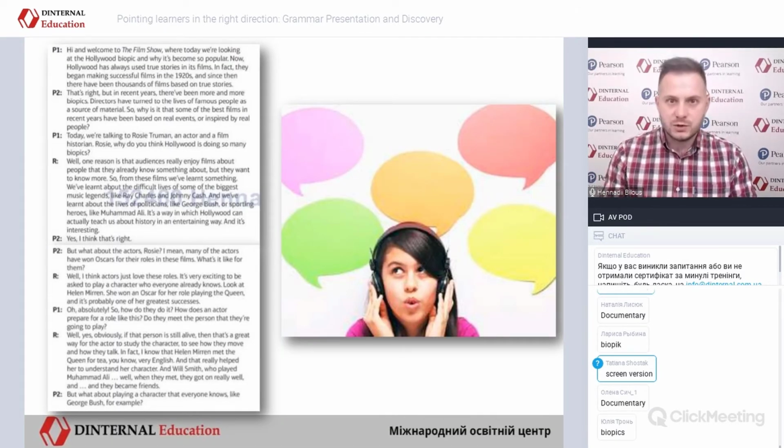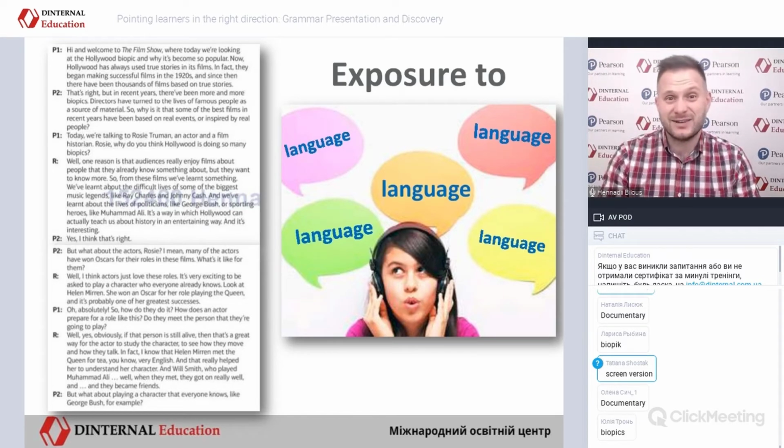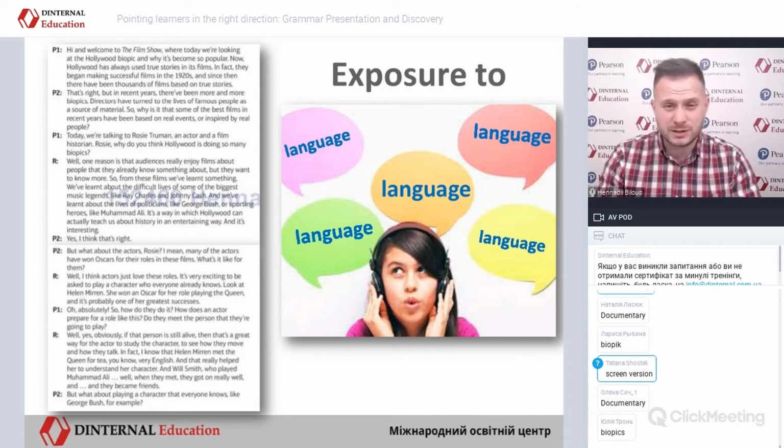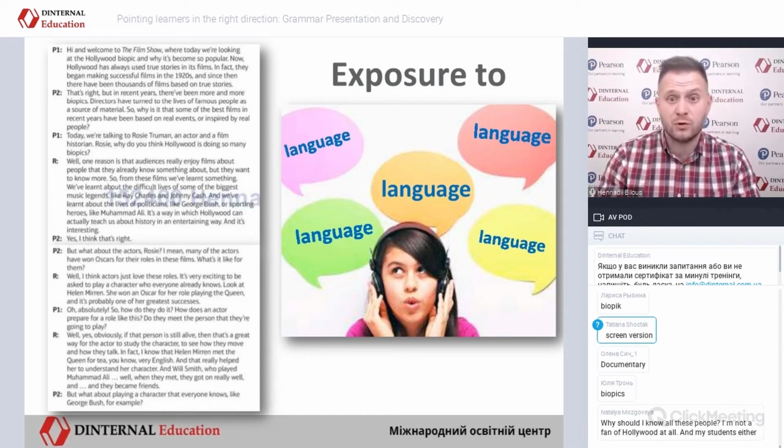However, what my students do get together with this activity, together with the listening activity, is a lot of exposure to language, some real language. People discussing these biopics and discussing actors playing the roles and how these actors met these people, these historical figures, and how they prepared for their role. So they got a lot of great exposure to all the different language there.